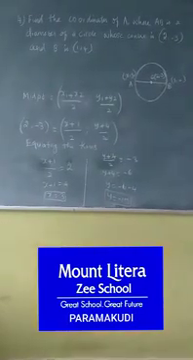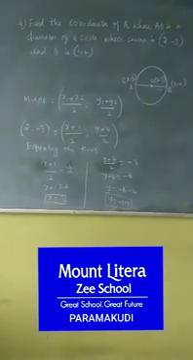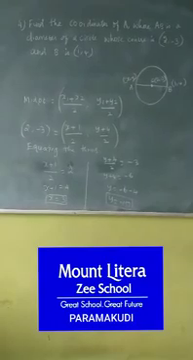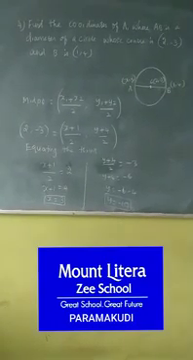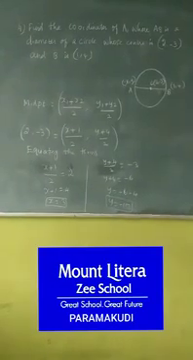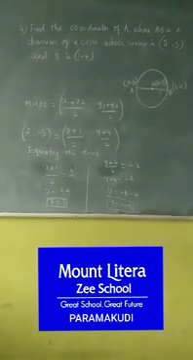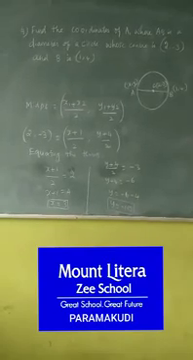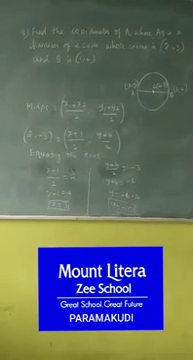Now the next question: find the coordinates of A where AB is the diameter of a circle whose center is (2, minus 3) and B is (1, 4). Dear students, coordinates means we are going to find the point. It has an x value as well as a y value. So I want to find the point, and what is given is that AB is a diameter.